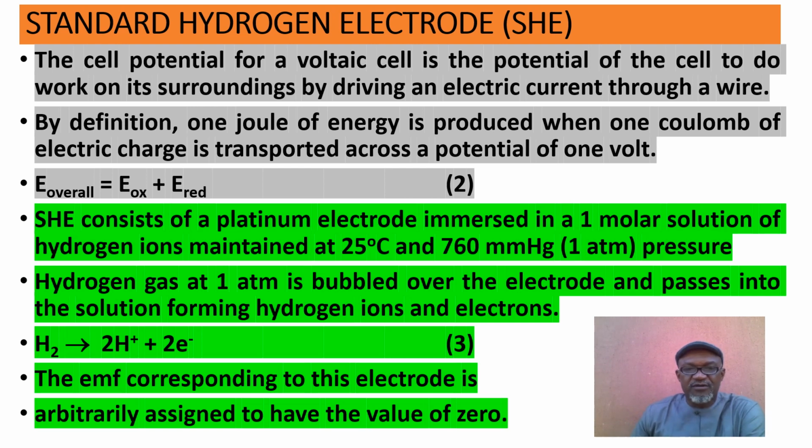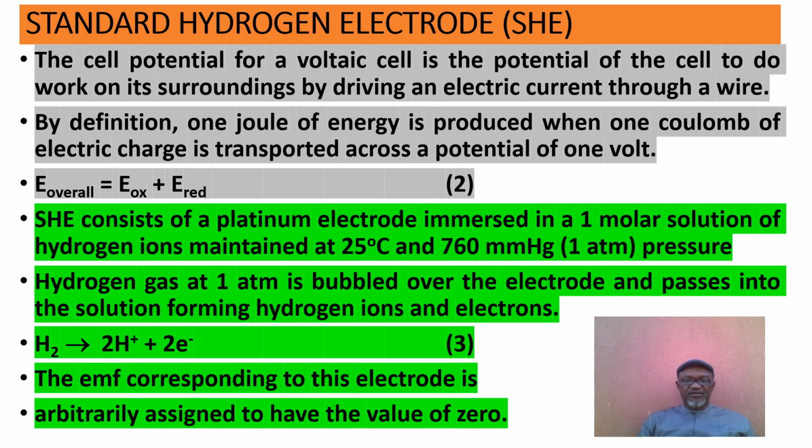By definition, 1 joule of energy is produced when 1 coulomb of electric charge is transported across a potential of 1 volt. Remember when we talked about our units and definitions in the earlier module, we said that 1 joule of energy is equal to 1 coulomb of charge multiplied by potential of 1 volt. And still remember that 1 coulomb of charge, which is Q, is equal to current times time. Therefore, we have E overall, that is E for the cell, will be E oxidation plus E reduction. Now remember, you should be able to know that the oxidation is kept on the left and the reduction half cell is kept on the right by convention for our galvanic cells.